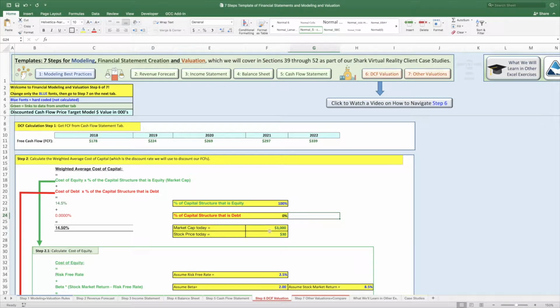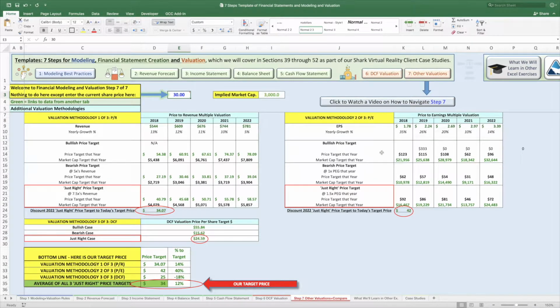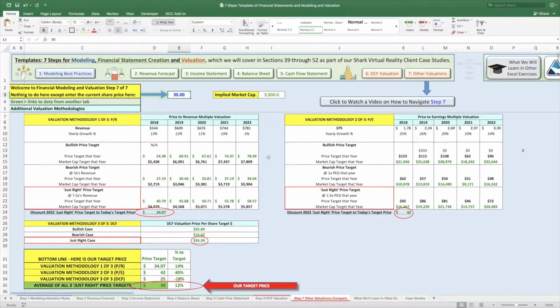You'll see why. Okay. If we look here, we got the market cap today and the stock price today, and these are coming from other sheets. You can link them if you want to the income statement or to step 7. I like to link to step 7. I'll show you how. Okay, don't look at this, please, too closely. We're going to go over this in step 7.